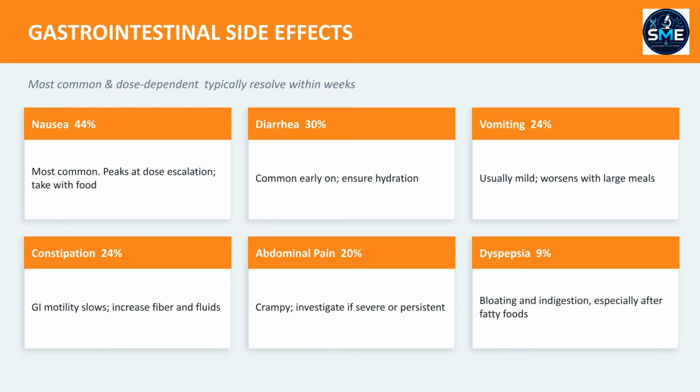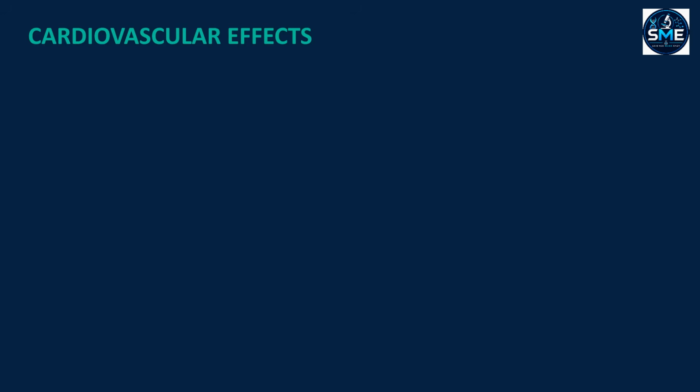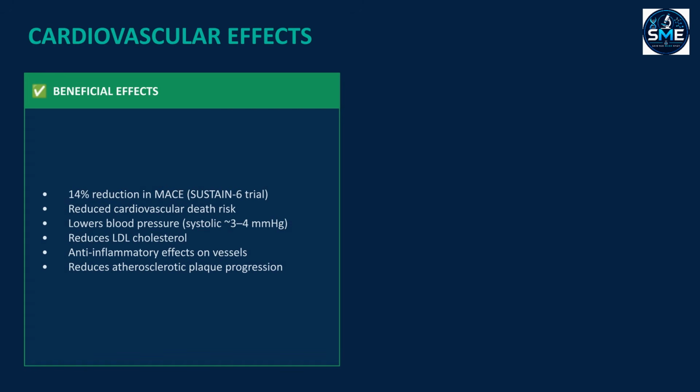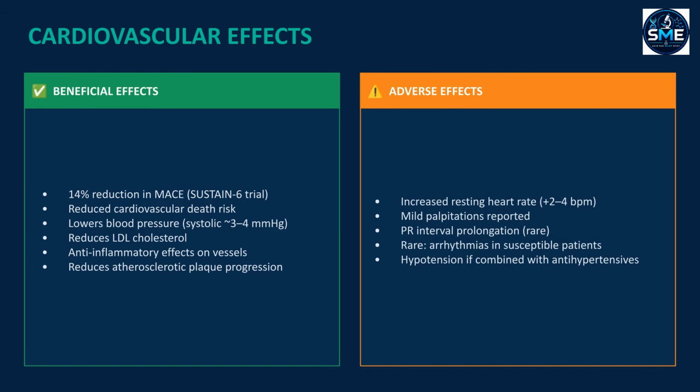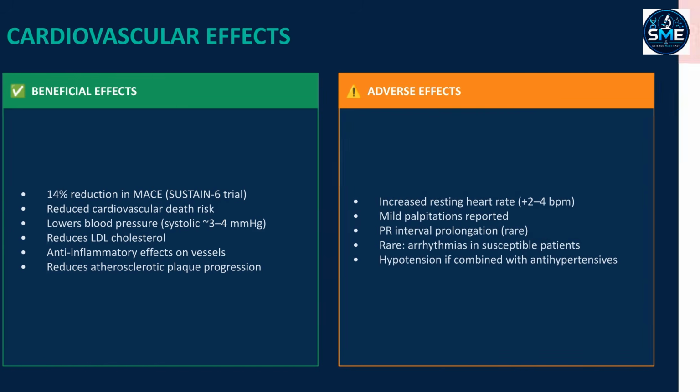Nausea occurs in 44% of patients, peaking during dose escalation. Diarrhea and constipation both occur in 24% of patients, while abdominal pain is reported in 20%. Semaglutide offers beneficial cardiovascular effects, notably a 14% reduction in MACE and reduced cardiovascular death risk, alongside lowering blood pressure and LDL cholesterol. Adverse effects include a mild increase in resting heart rate and potential hypotension when combined with antihypertensives.